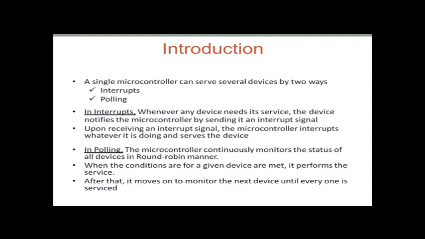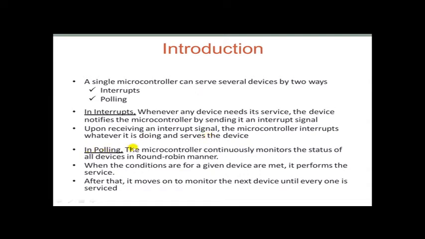In the introduction part, a single microcontroller can serve several devices in two ways, that is interrupt and polling. In interrupts, whenever any device needs service, the device notifies the microcontroller by sending it an interrupt signal. Upon receiving an interrupt signal, the microcontroller interrupts whatever it is doing and serves the device. That's what the interrupt means. That means any interrupt signal provided to the microcontroller will be given priority, and it will stop the present work and serve the interrupt.